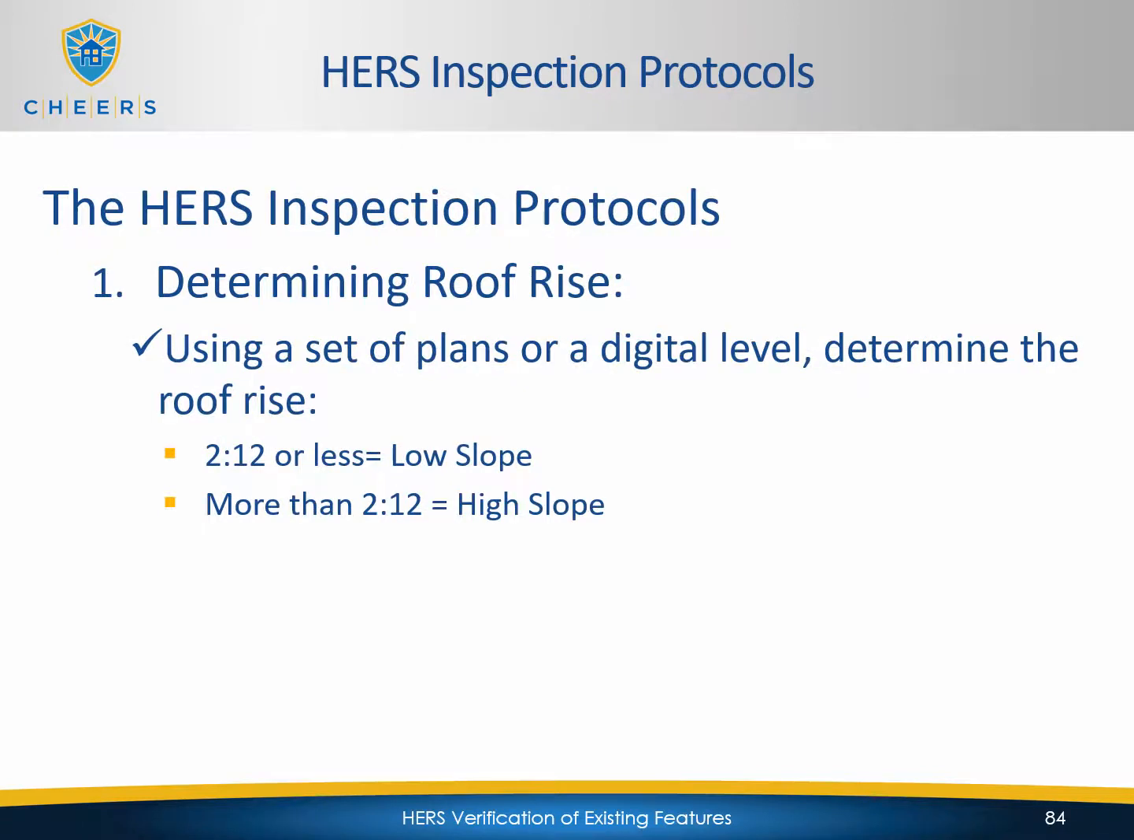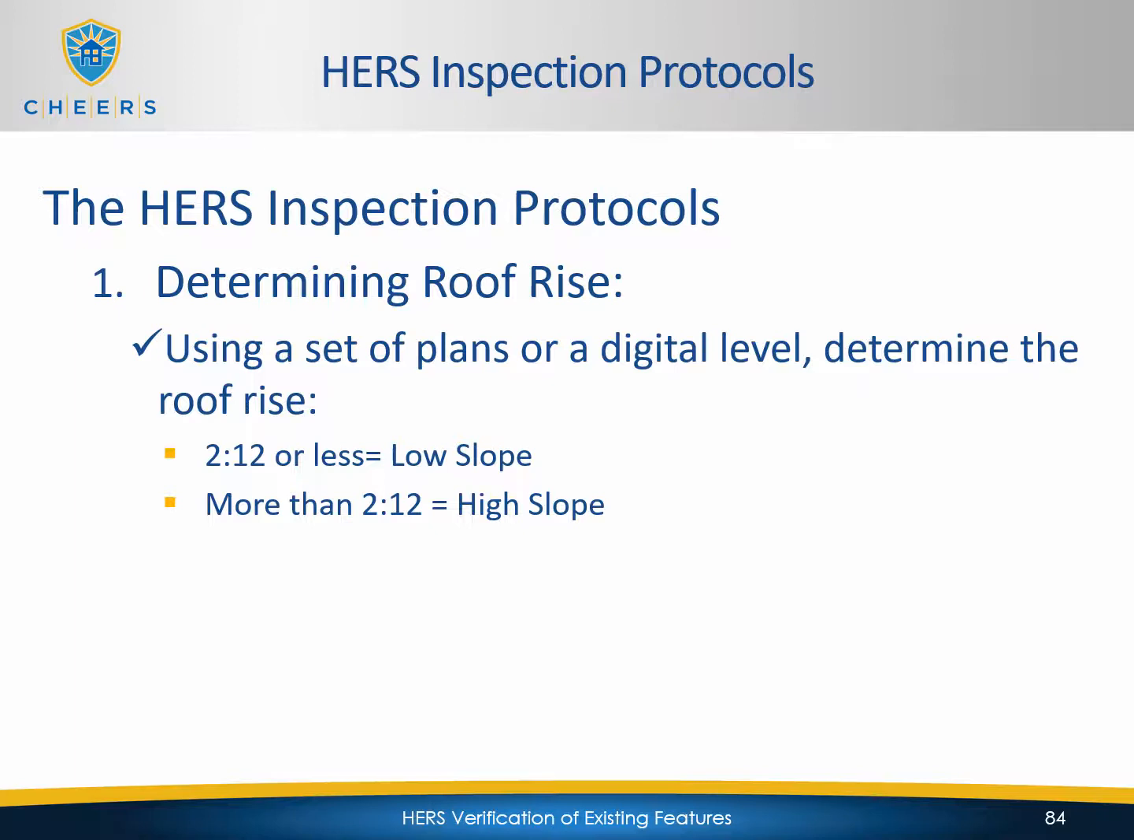To determine the roof rise, you will use a set of plans or a digital level. Roof rise is measured in inches of rise per run. You'll see down here below we've got it represented as 2 in 12 or less, or 2 in 12 or more. So 2 in 12 will be 2 inches of rise per 12 inches of run.